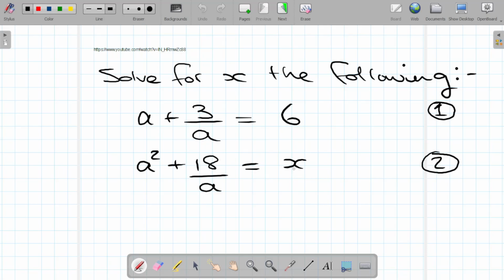but I made a slight modification to this system in that on this YouTube channel, they just had a space here on the right in equation 2 or a question mark. Now, I like to work with x's for unknowns, so that is the modification that I've made. I've written a squared plus 18 over a equals x. So that is the only difference to this system of equations that I've made.